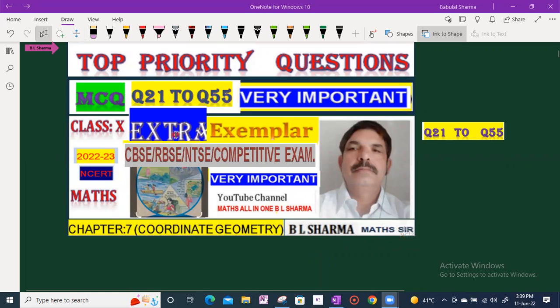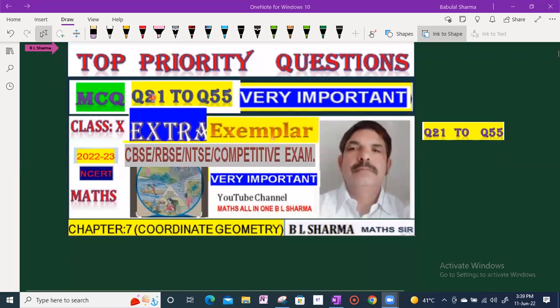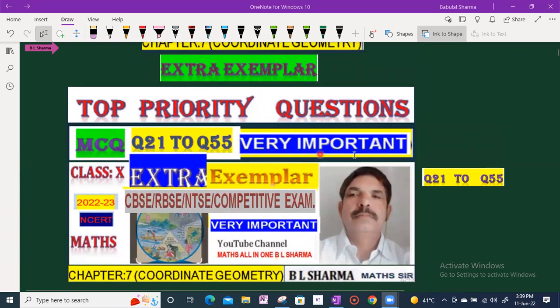I will discuss mathematics extra exemplars of chapter 7, that is coordinate geometry of class 10th. These all questions are MCQs and these are top priority questions, means very important questions. These are important for CBSE, for RBSE, for NTSE, or for any other competitive exam. So please keep a notebook and pen with you and start doing with me.